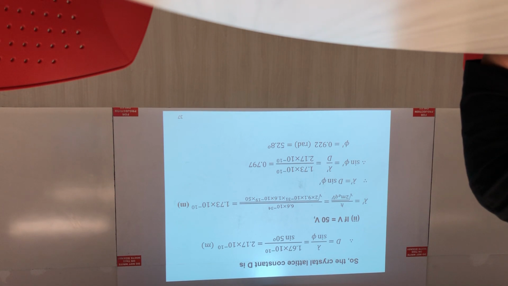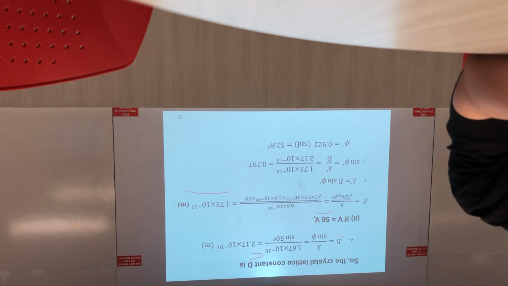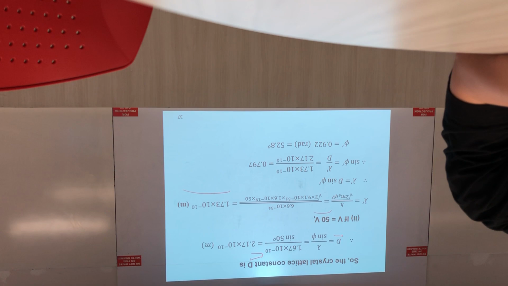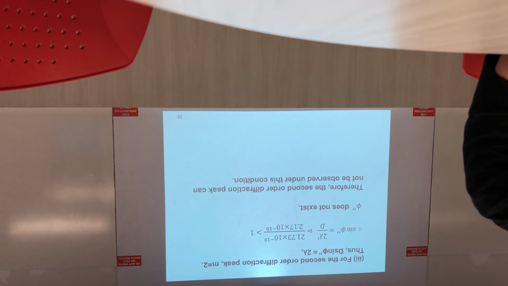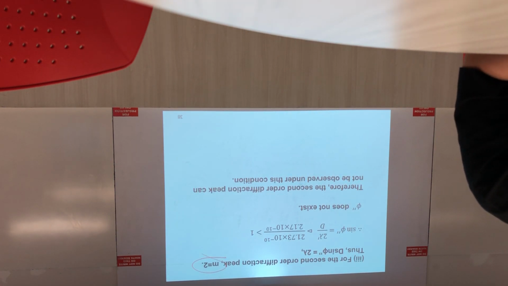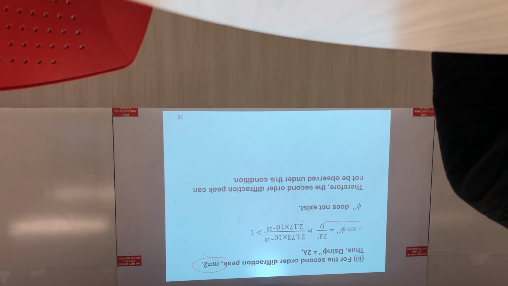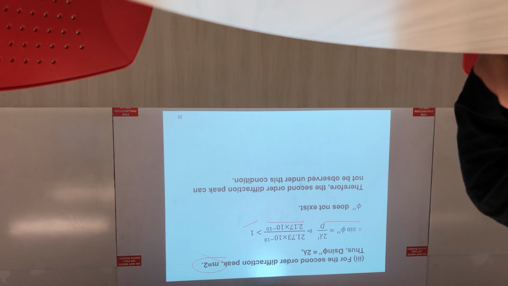And then this wavelength is going to be used to determine this lattice constant, and then we change this potential, and this different potential will induce a different diffraction wavelength. Therefore, we can find this diffraction angle for that wavelength. And then when we move on to the second order diffraction, we found that sine phi is actually larger than 1. Therefore, we don't see the second order diffraction.